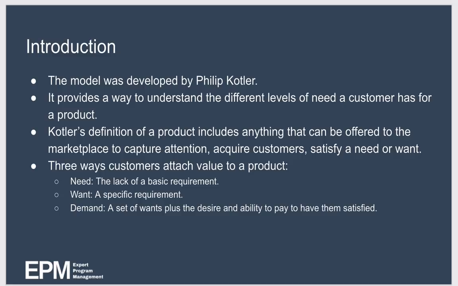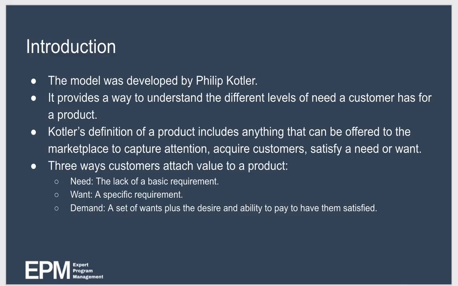Now, Kotler outlined that there are three ways that customers attach value to a product, and those are firstly need, and that's the lack of a basic requirement. So for example, the customer needs to be able to cycle to work, so they need a bicycle. Next we have want, and that's a specific requirement for a product or service to meet a need. So if we take our bike example further, the customer also wants a carbon fiber frame, as the bicycle is lightweight and makes their commute quicker.